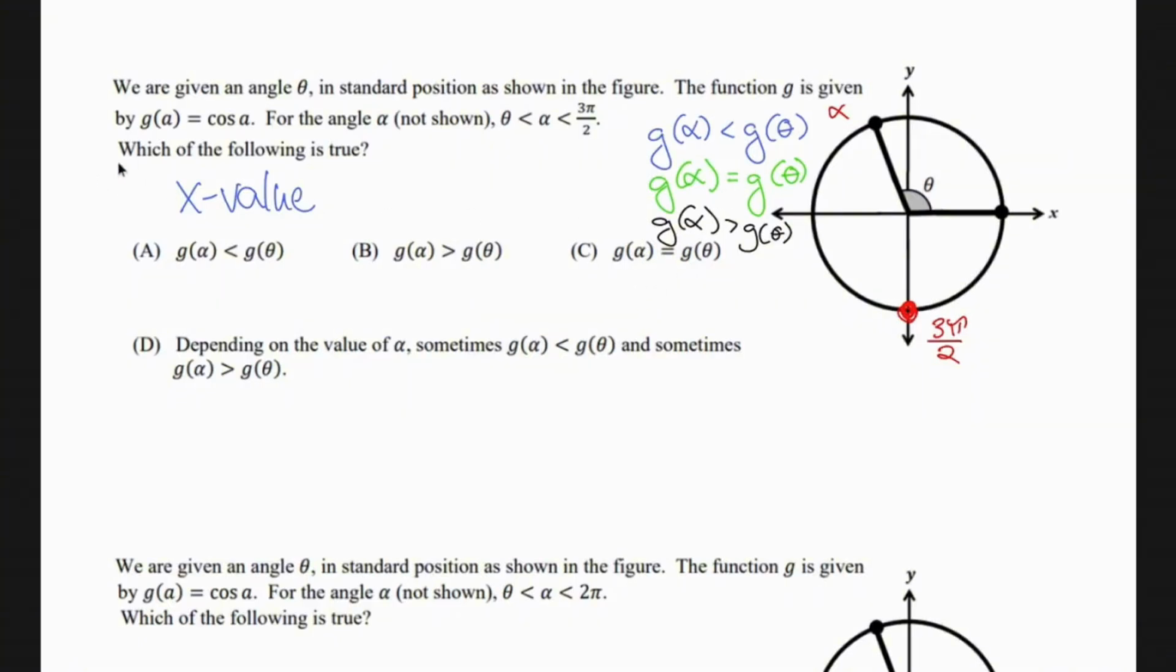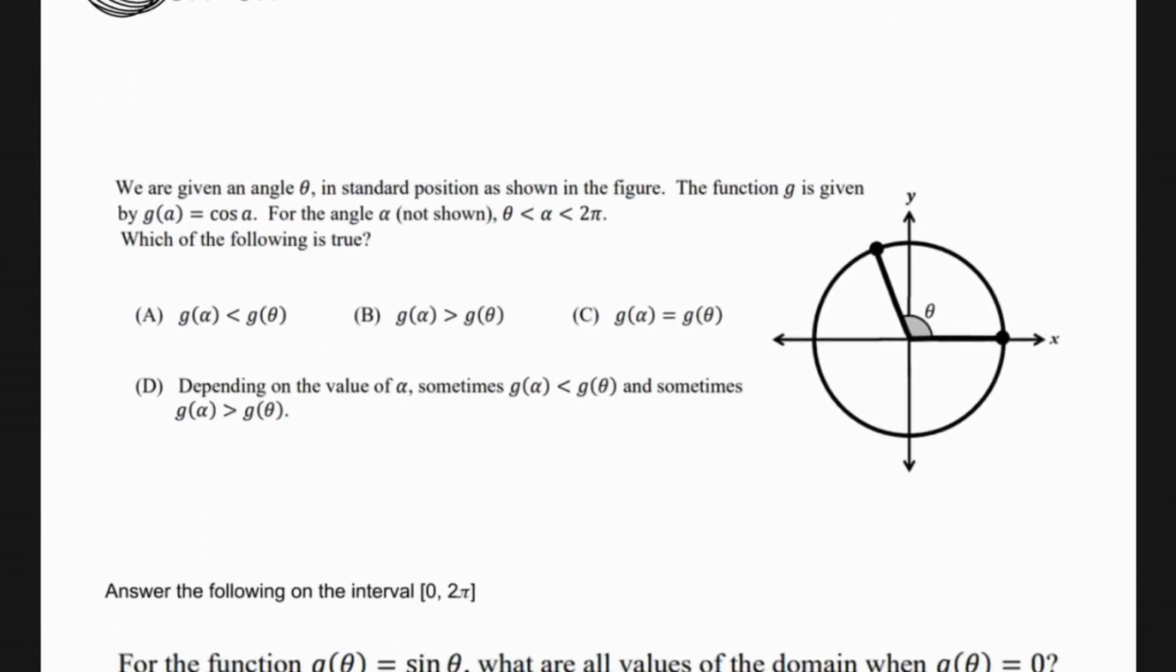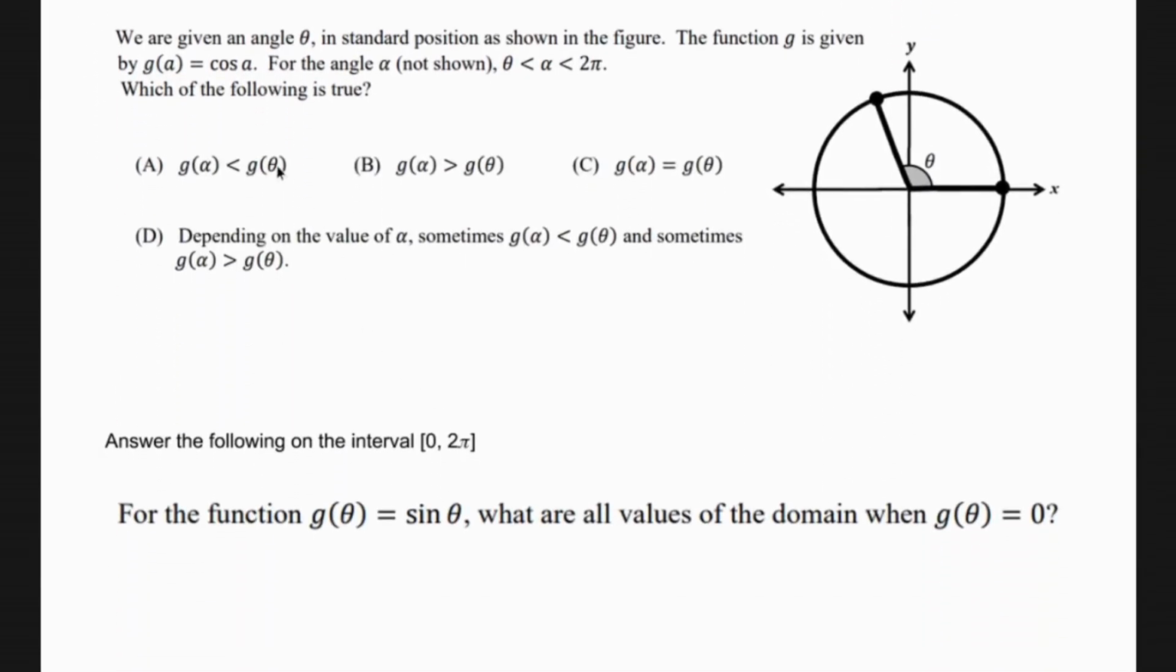So, which of the following is true? Alpha is smaller than theta, sometimes. Alpha is greater than theta, sometimes. Alpha is equal to theta, sometimes. Depending on the value of alpha, sometimes it's less than, sometimes it's greater than. And you know what? Sometimes it's equal to. Well, not sometimes, but one time. Very strange problem. Let's do another one. It's going to be similar. See what we come up with there.